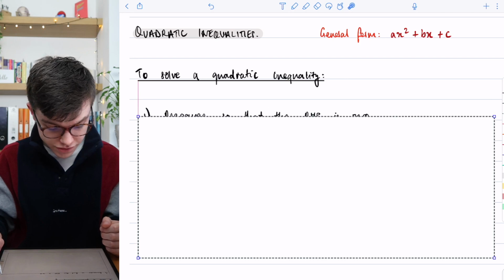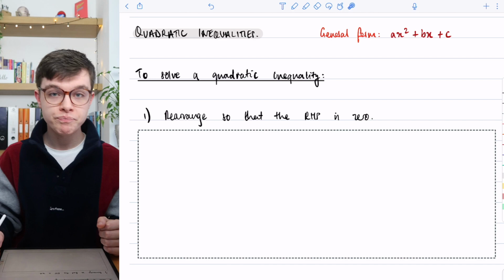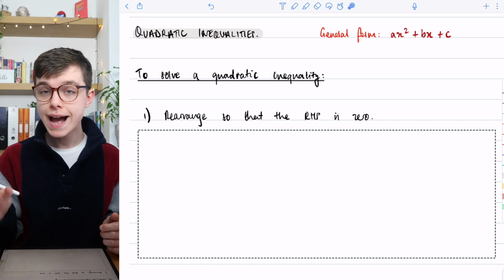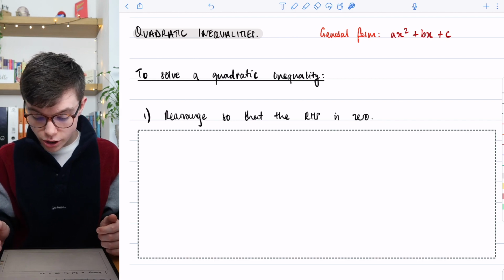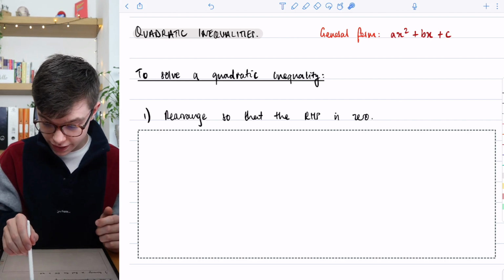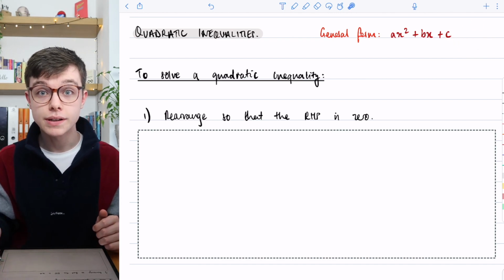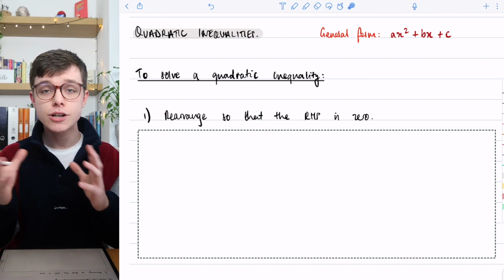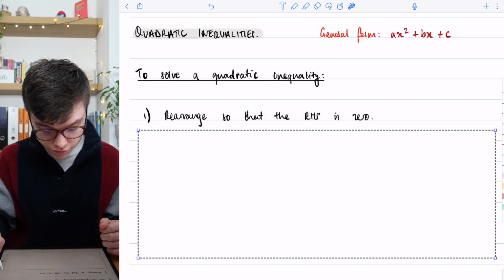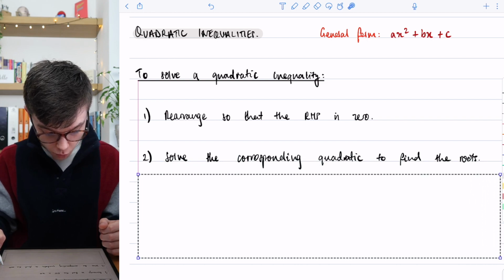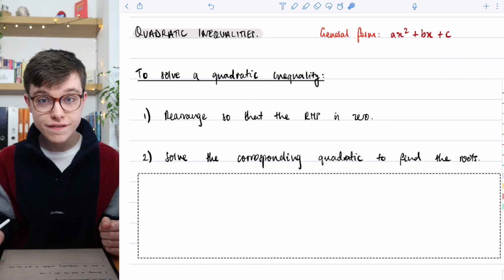The first thing we want to do, I think there's 4 steps under this box, the first one is to rearrange so that the right-hand side of the inequality is equal to 0. So you'll have an inequality, a quadratic, in this form. You want to get the right-hand side here equal to 0, and you can do that by adding and subtracting things to both sides. Once you've done that, you then want to solve the quadratic that you've got, to find the roots.